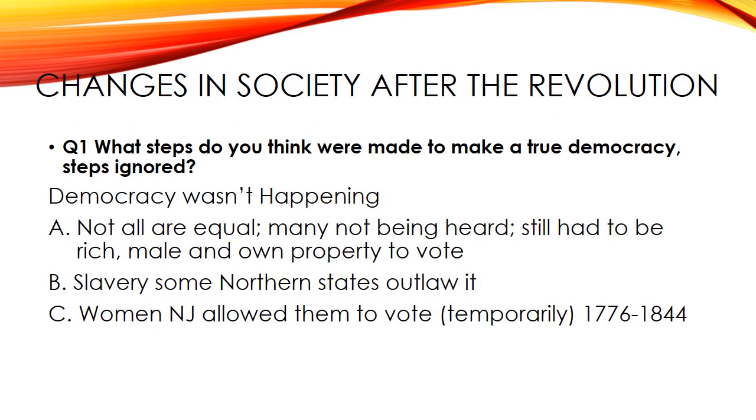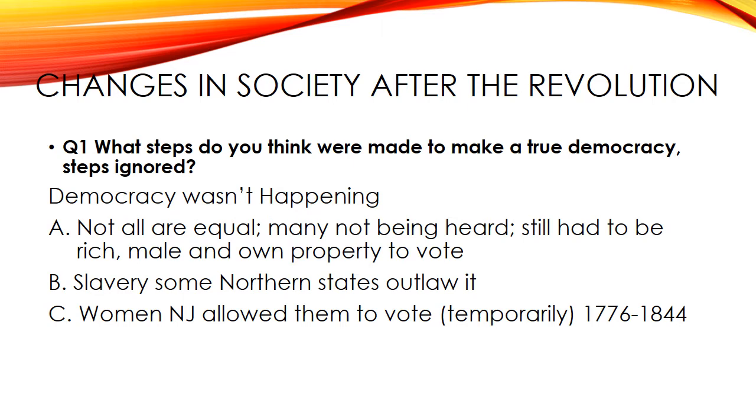Okay, so some notes here. Some steps that you thought to make a true democracy, and some steps that were ignored. So democracy was not happening in America during and post Revolutionary War. Not everybody was seen as an equal. All right. There's many voices still not being heard. We have women, we have African Americans, obviously Native Americans, and if you wanted to be heard, you still needed to be a rich white male who owned property.